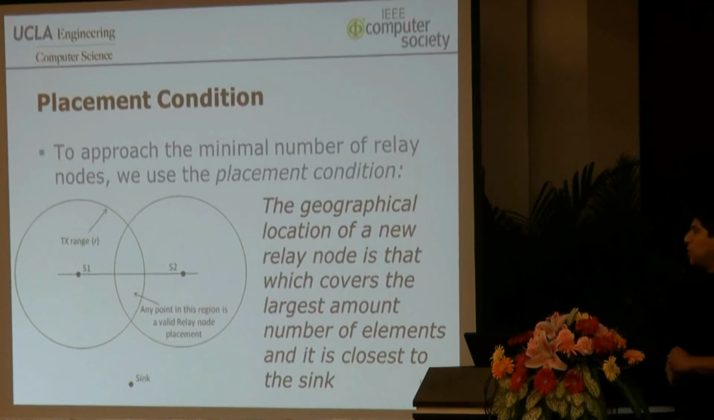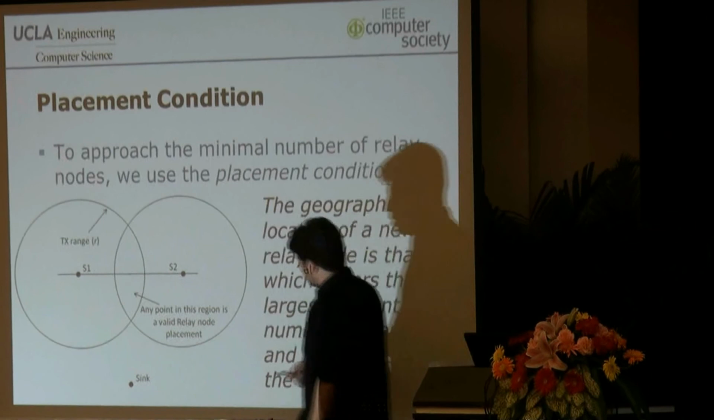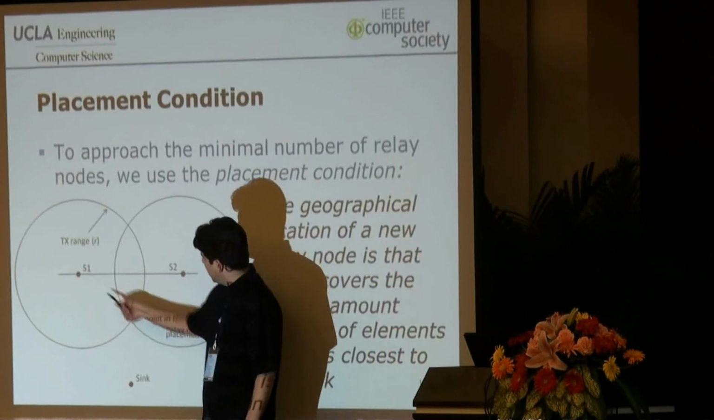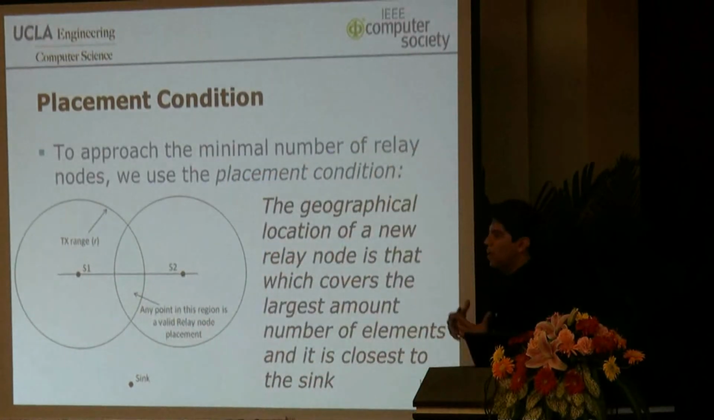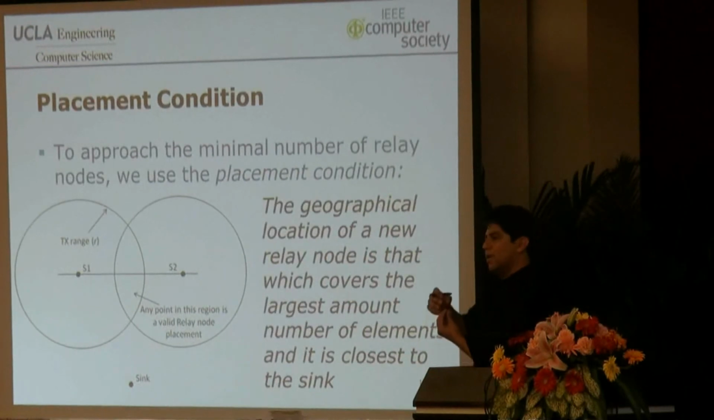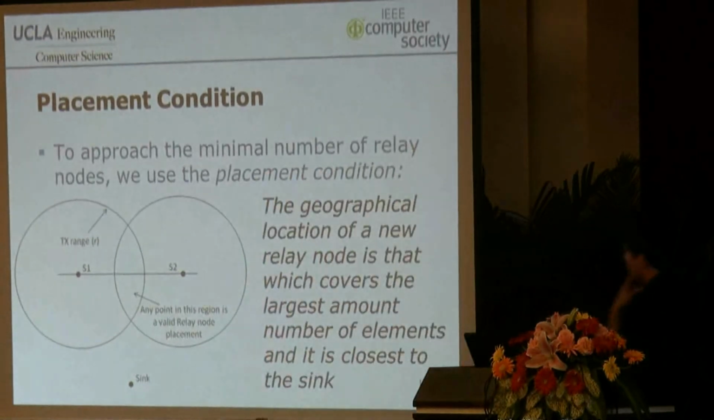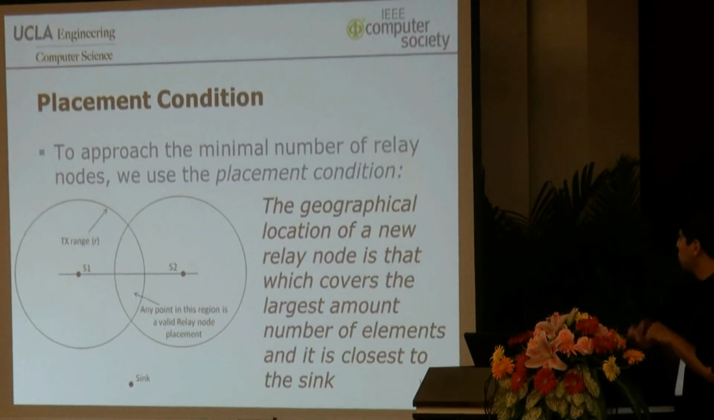Okay, to approach the minimum number of relay nodes used, we need to define some conditions, and we call it a placement condition. Basically, we want to place a relay node as close to the sink as possible, such that it's part of the available reach of the sensor that we're trying to connect. We want to use one relay that can reach the maximum amount of sensors, and also that is the closest to the sink from this region. Okay. So two things right there: get the maximum number of sensors, and also put it at the closest position possible to the sink.